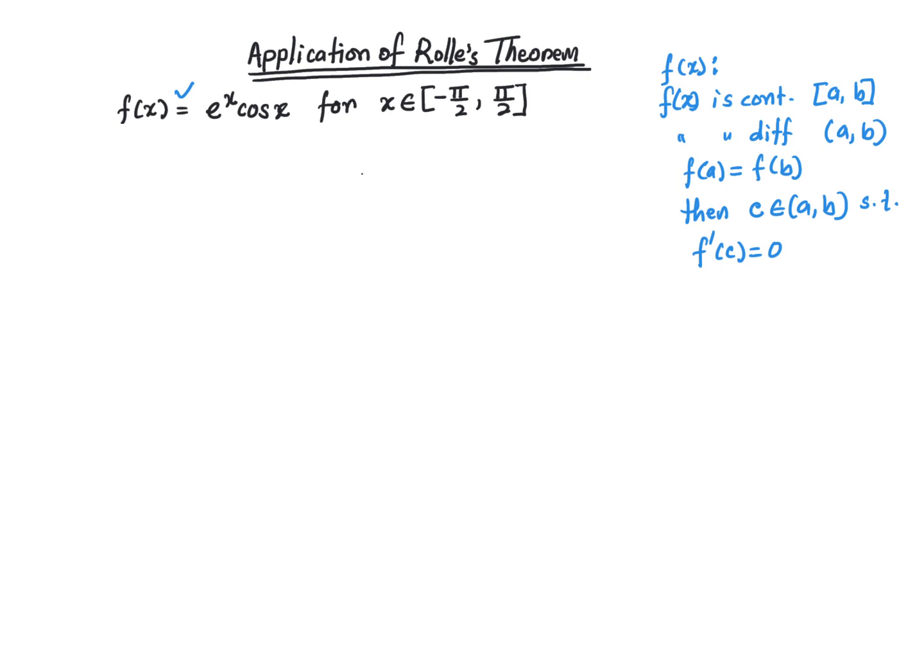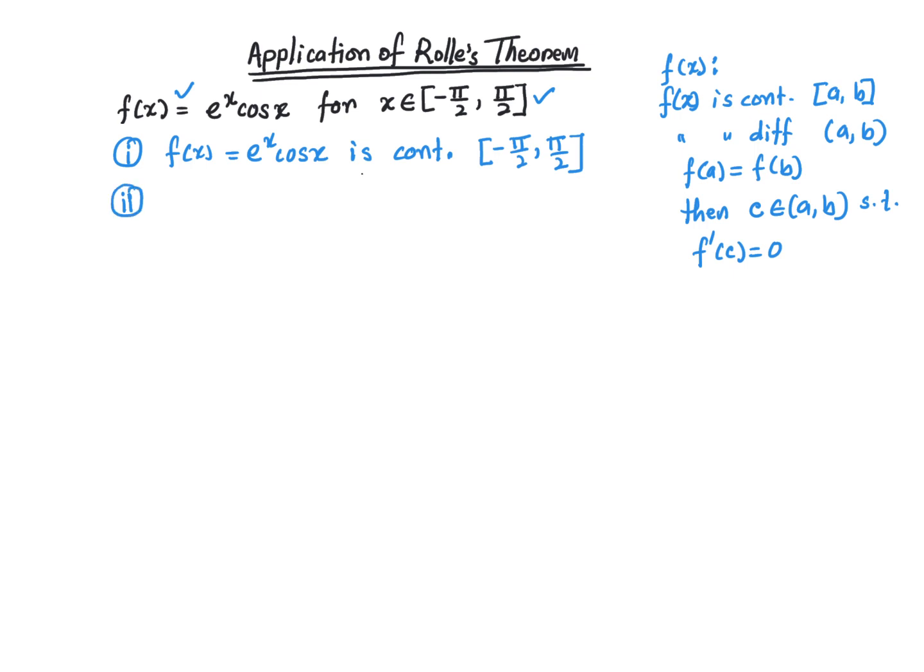And I'm going to take these conditions and apply these to this function. So first of all, e to the power x is a continuous function, so is cosine of x on the real number line. So f of x is continuous. So condition number 1, f of x is equal to e to the power x cosine of x is continuous on the closed interval AB, negative pi over 2 to pi over 2. So that's great.